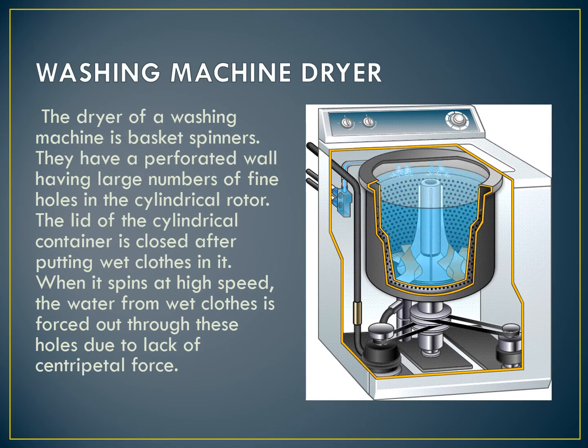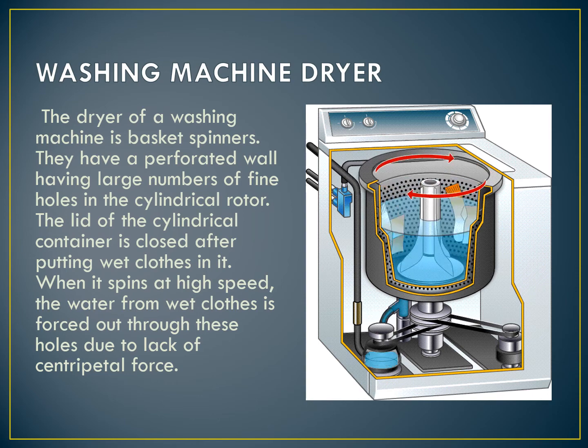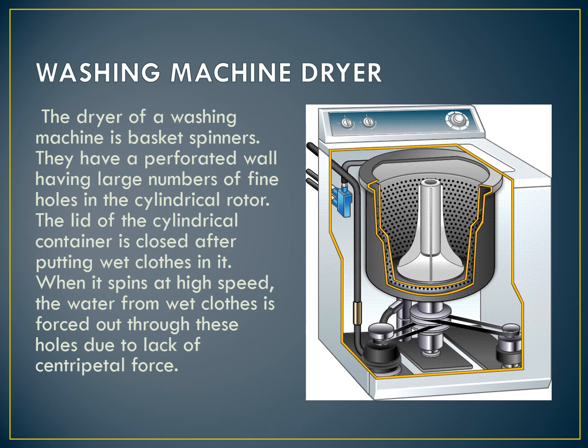The washing machine dryer is also an application of centripetal force. It works on the principle of a centrifuge machine, which is a machine used to separate heavy and lighter contents of a mixture. The dryer has perforated walls with a large number of holes in its rotor, as shown in the video. When we put wet clothes in it, these wet clothes are a mixture of water and clothes. Out of this mixture, water is the heavier content and the clothes are the lighter content.